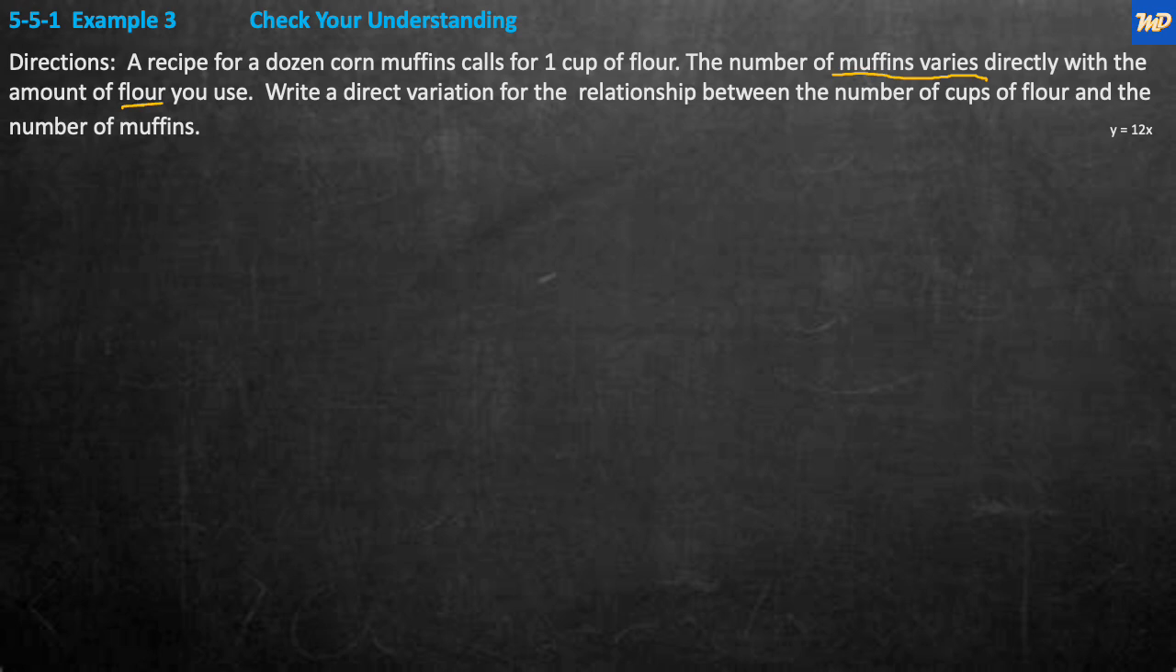Okay, I'm assuming you're back. Let's give this a look, okay? So what it's saying is the muffins are varying with the x value. So muffins are the y value. So in our case, y is equal to kx. The y is 12, 12 muffins, is equal to k times some x value. And what is it? Per cup. So the muffins vary directly with the amount of flour.